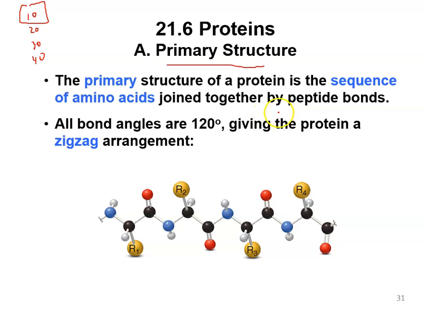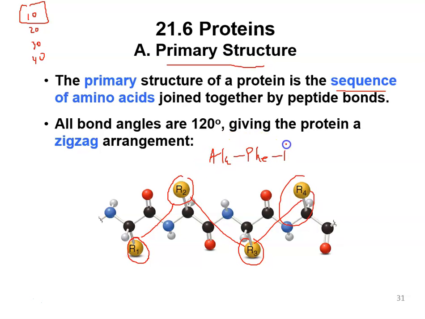Pretty straightforward, very easy. The primary structure is just basically the sequence of the amino acids. So what's my sequence? What's the R group at my N terminus? What's the next R group? For example, we can have alanine hooked to a phenylalanine, hooked to a proline, hooked to a glycine, and then maybe another glycine, and then another phenylalanine, and so forth. This is basically what the primary structure is. It's just the sequence in order of the amino acids in the peptide or the protein.